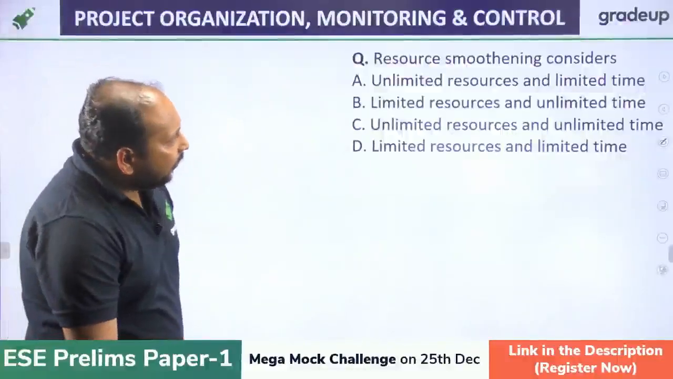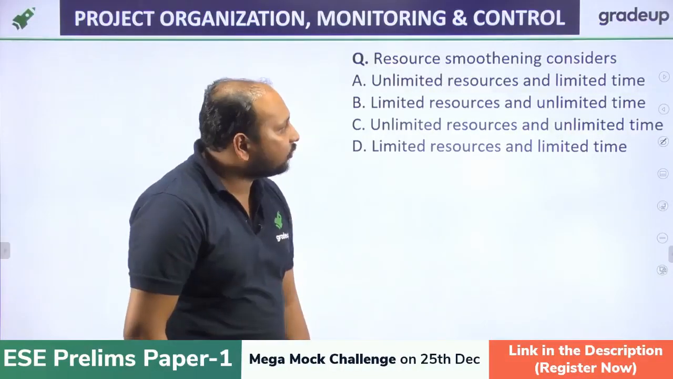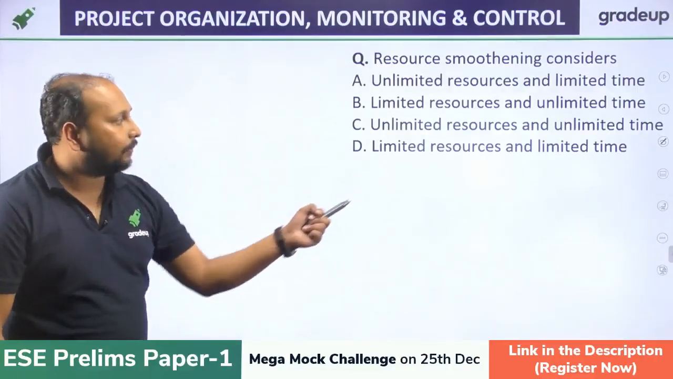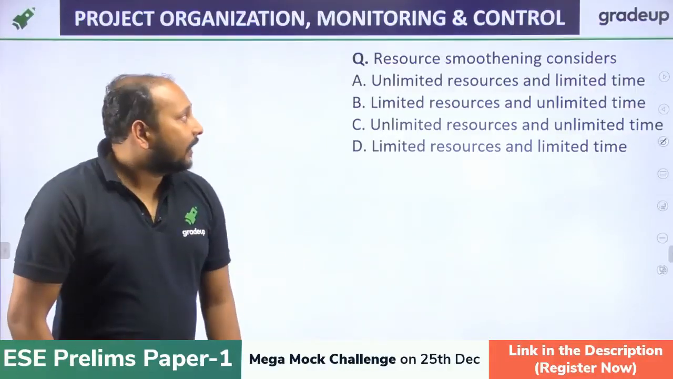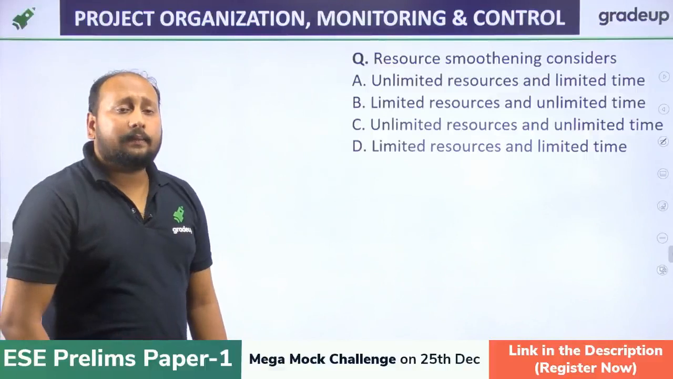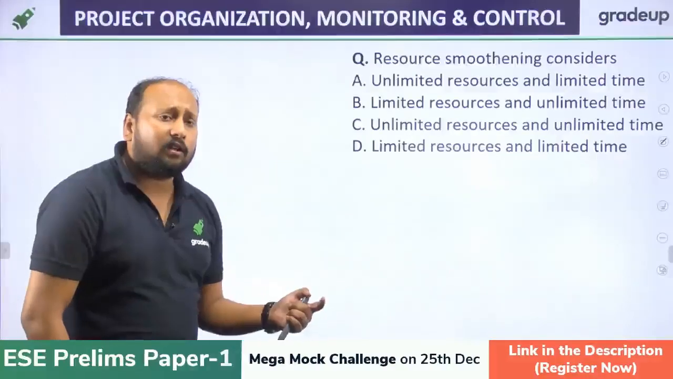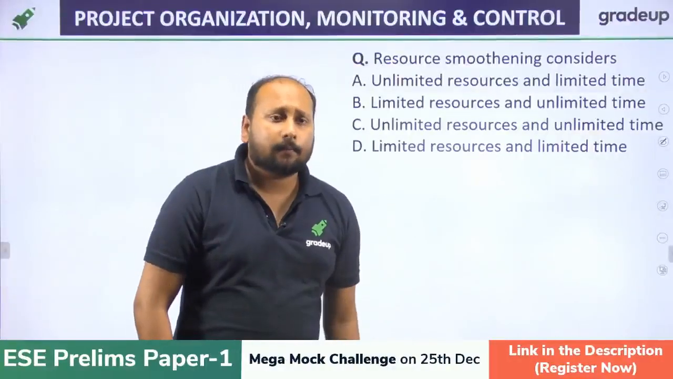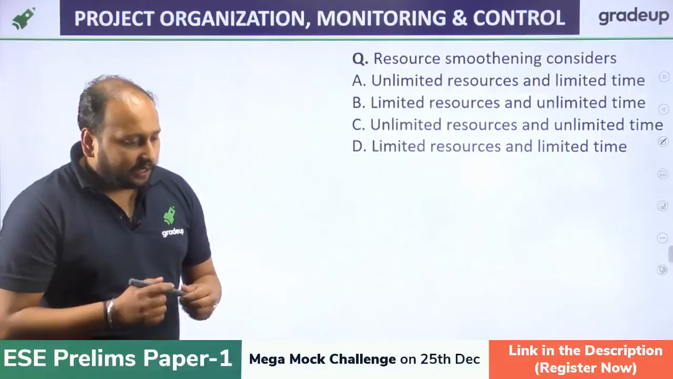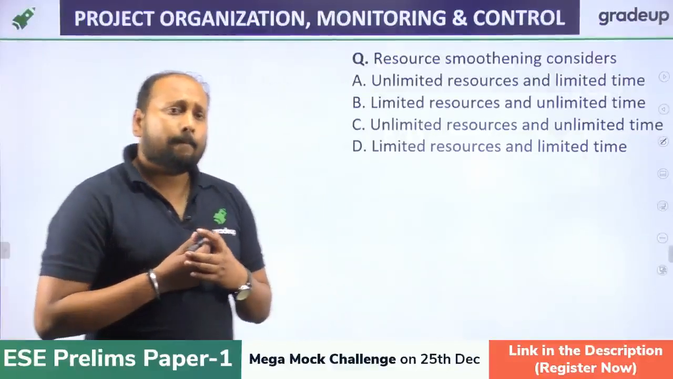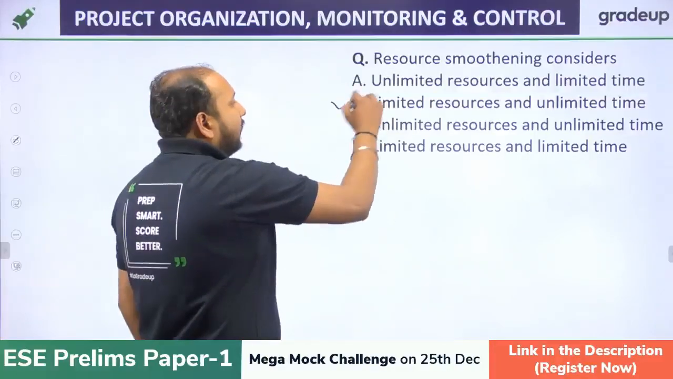Next question. Resource smoothing considers: unlimited resources and limited time, limited resources and limited time, unlimited resources and unlimited time, limited resources and unlimited time. Which of the following is correct? Quickly tell me, A, B, C or D. I have given you the definition of resource leveling and resource smoothing, and where we use them, with examples. Very good. Devarshi, Chiranjeevi, Rahul. Quickly tell me what should be the answer. So option B is the correct answer.